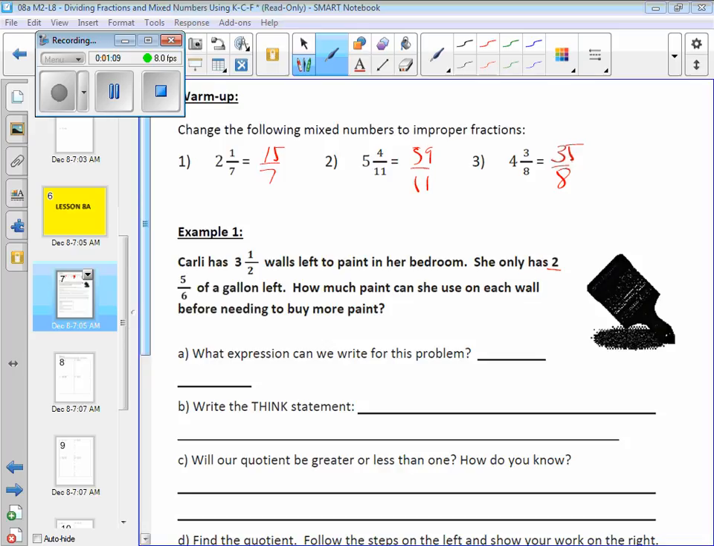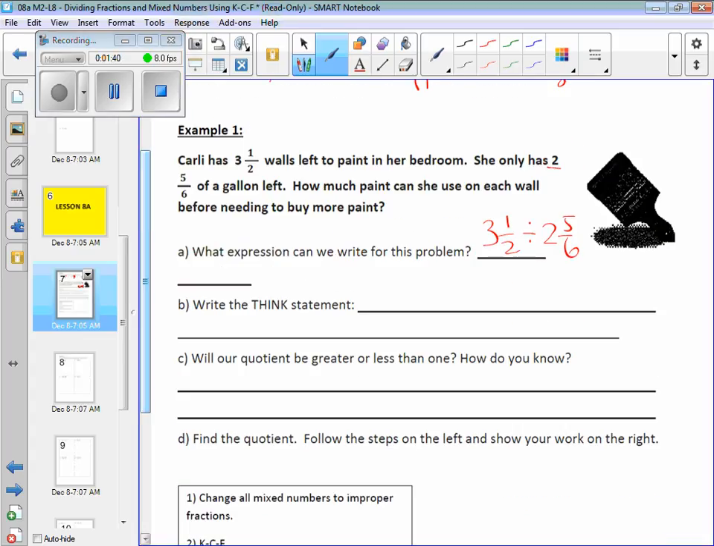First word problem. What's the division expression? What divided by what? I think that's the hardest part. Nicole. Yes, it's 3.5 divided by 2 and 5/6. How many of you got that right? Okay, great. What is that as a think statement? What into what? Lex. Good. Okay, great.